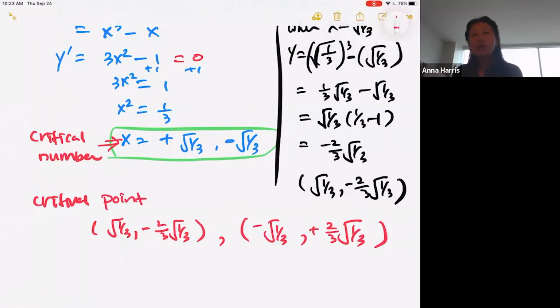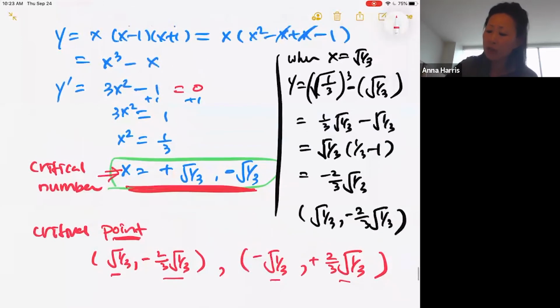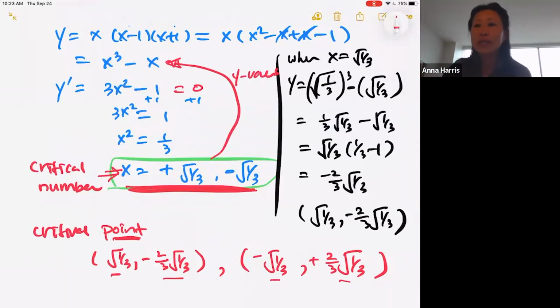A critical point has coordinates, where the x is supposed to be and where the y is supposed to be. So I have to give you the exact point where the x and y are. So you have an x value and a y value. On your exam, I'm going to ask you to find the critical number and critical point. Which means after you find your critical number, you have to plug back into your equation to find the y values, so you can have the critical point.